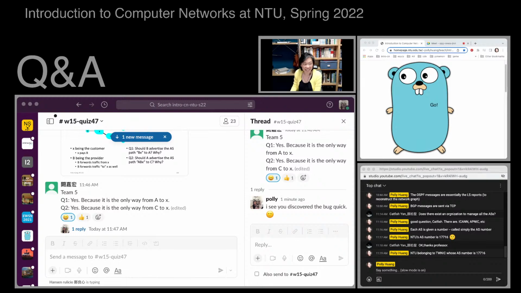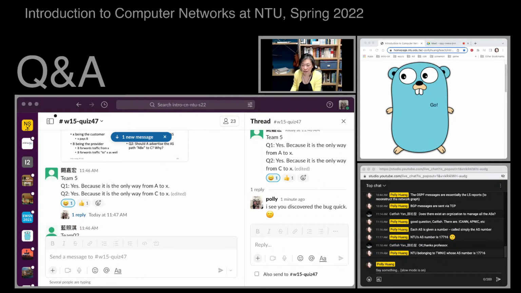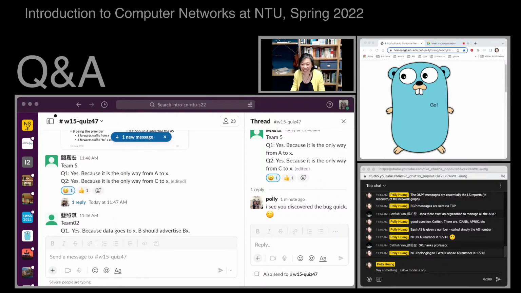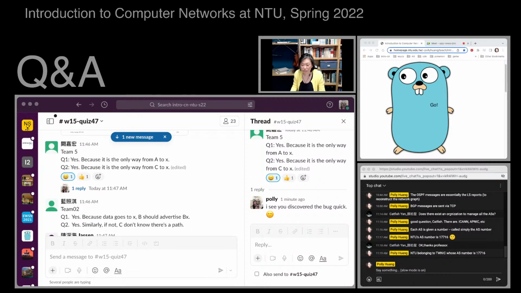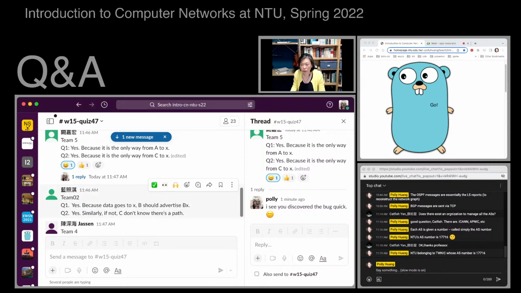All right, as I said, this is probably very easy to judge. So team 5 is saying yes, because that's the only way to get to X. Similarly for Q2, A should also advertise AWX because that's the only way to go to X. I think team 2 is seeing the same thing, right?